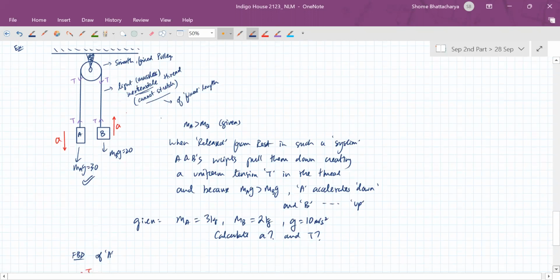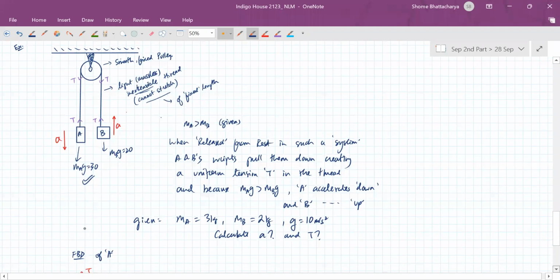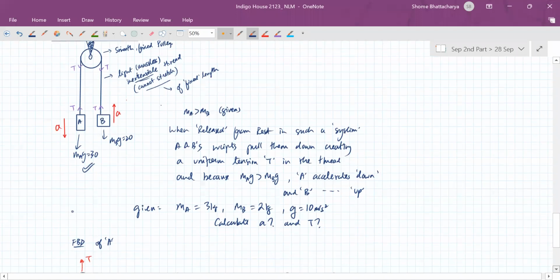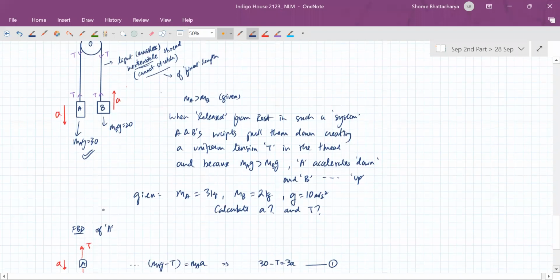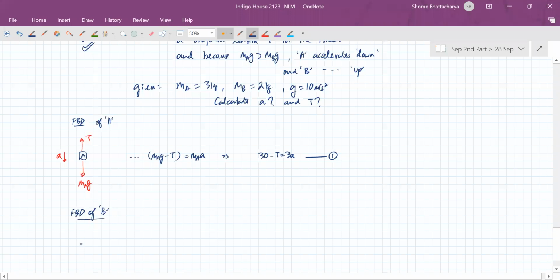So now to solve for that acceleration and the tension, you have to just make the free body diagrams, as explained in that point. The free body diagram of the block B looks very similar, but the only difference is that it will be accelerating upwards. Now I want you to try and write the equation yourself for this one, and then solve the two equations that you will get to find out the acceleration.